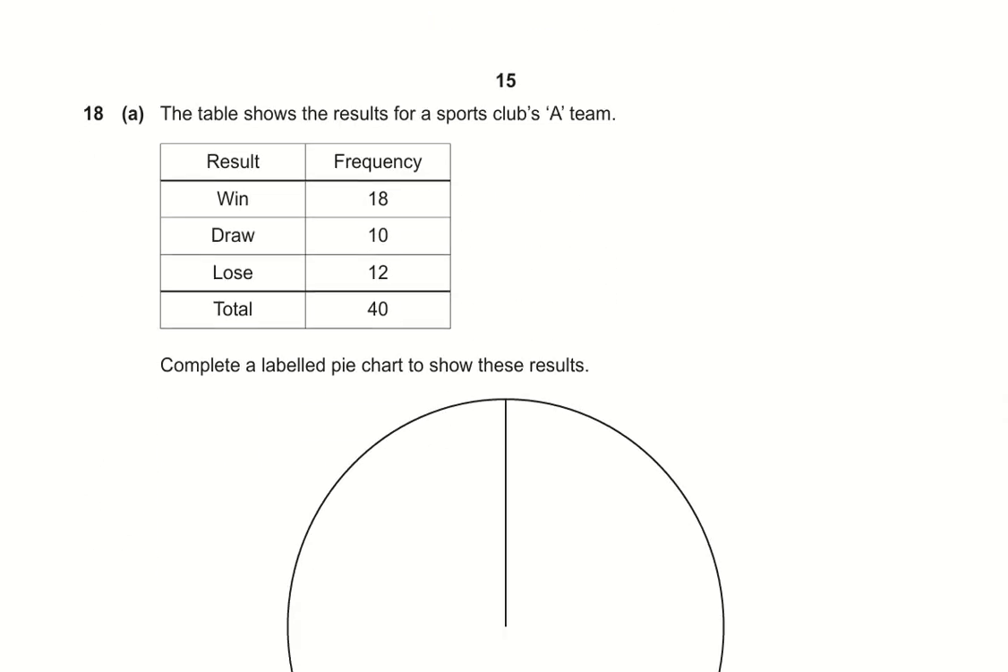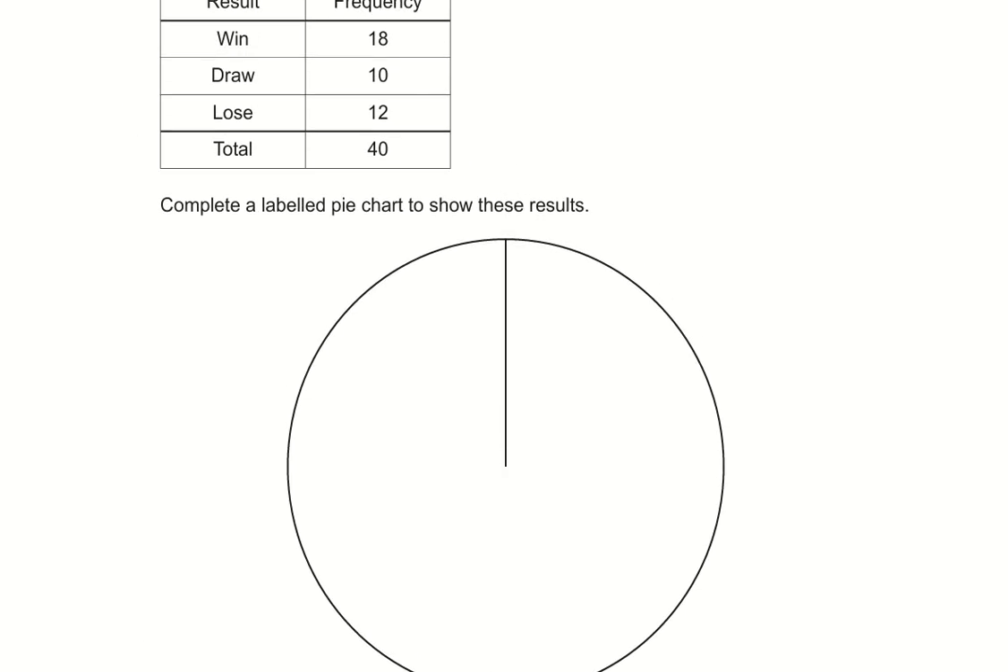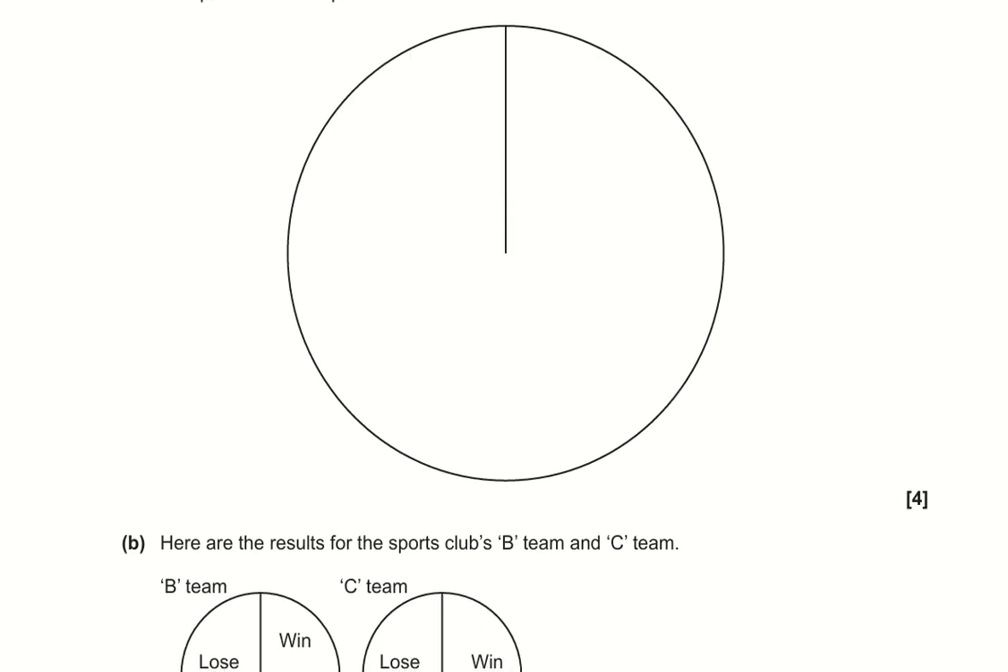The table shows the results of the sports club's A team. Result, frequency: win 18, draw 10, lose 12, and total 40. Complete the labelled pie chart to show these results. So for this one, you need a protractor and compass.